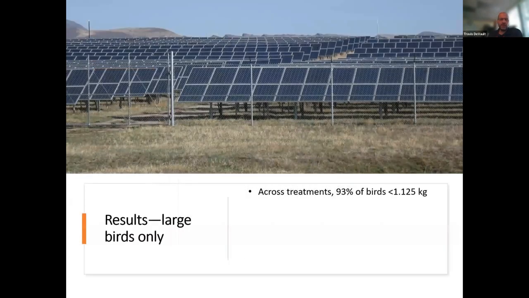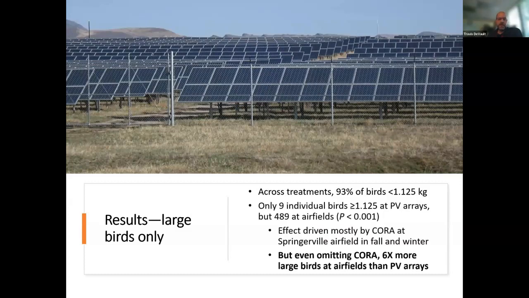So I want to talk about the large birds, though, which are the most likely to cause damage to aircraft and so are the most problematic at airports. Across all treatments, 93% of the birds were the small birds under that 1.125 kilograms, which is the mean weight of birds that cause damage to aircraft. But only 9 individual birds out of all those surveys were above that mass at photovoltaic arrays, compared to 489 at airfields.